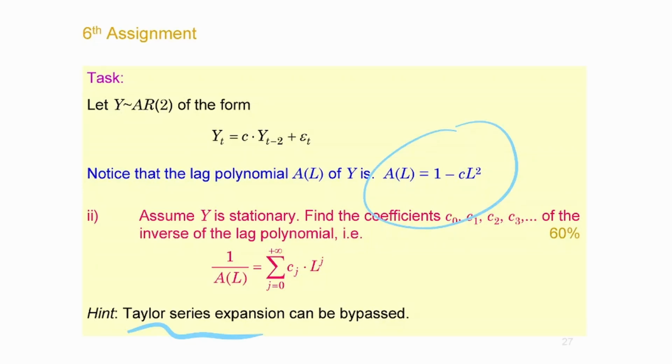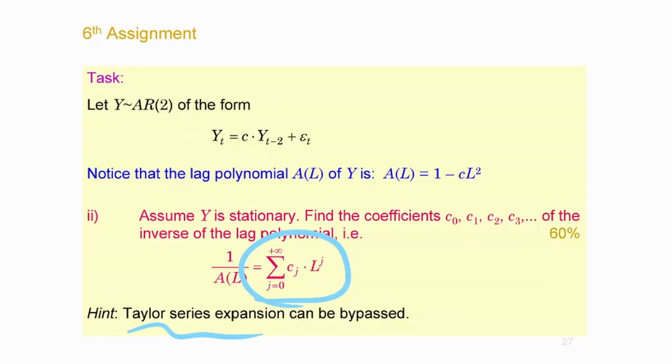I'm not going to give you the idea how to bypass that, but think about convergent series, okay? So think about when the inverse of the lag polynomial, because that's considered to be a series, would converge. So when would that series converge? You would recognize maybe that structure by putting everything together, okay?